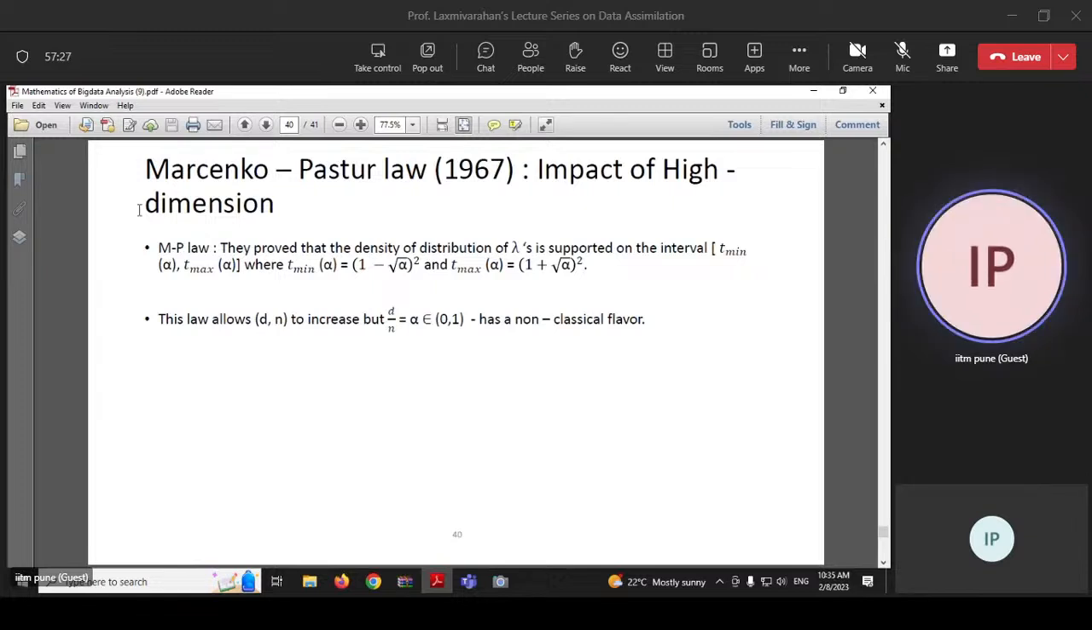The problem in meteorology is even worse. Why? D is 10,000, n is 250. Are you with me? So you can't expect your estimate to behave anywhere near the real covariance. That's a challenge.